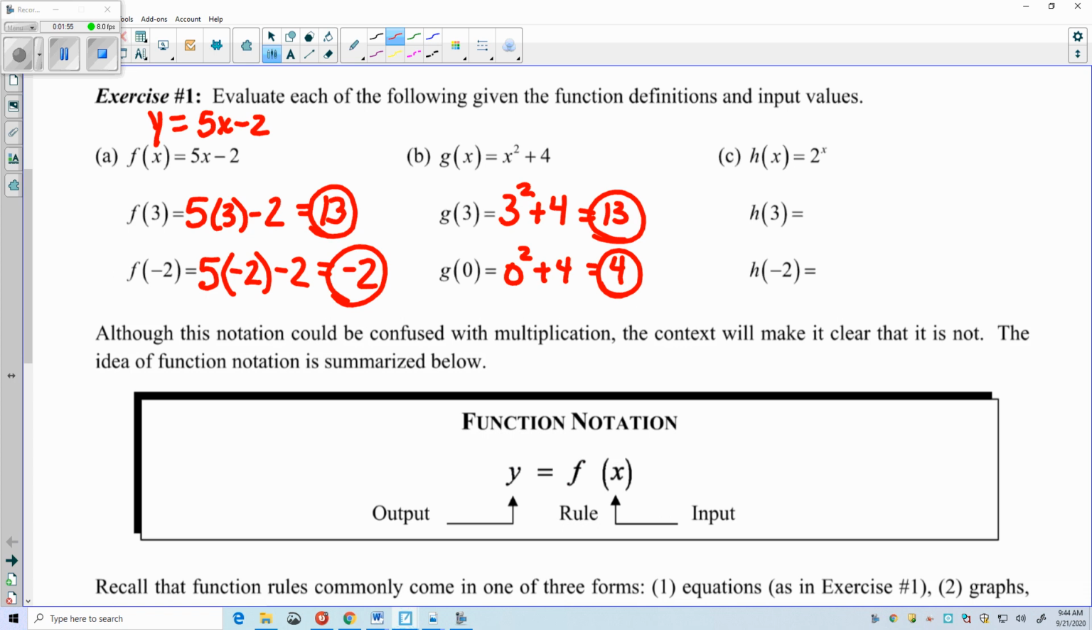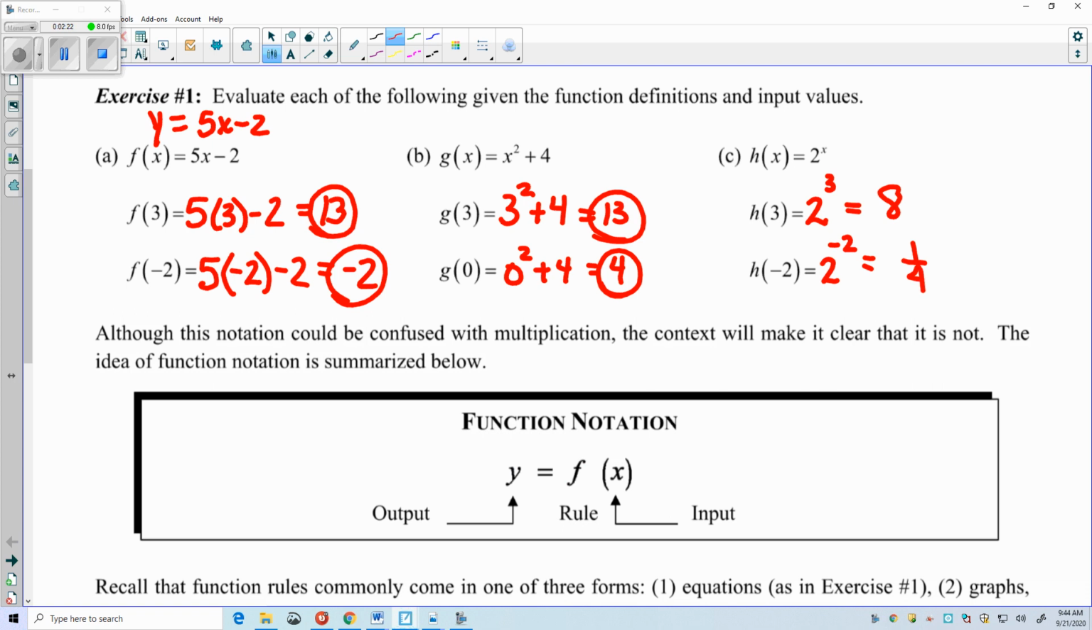Okay, our last one we have is the h function. And we're going to plug in, same idea, anywhere I see an x, I make it a 3, so I see 2 cubed, that's like saying 2 times 2 times 2, which gives you 8. And now I have 2 to the negative 2. And so when we plug this in our calculator, it may give you 0.25, you can change it into a fraction. It will turn out to be 1/4.